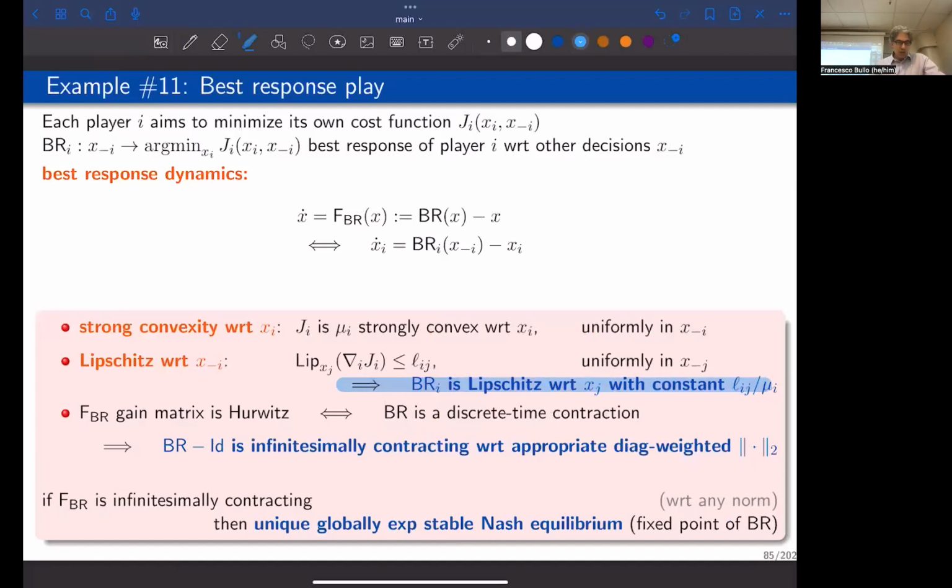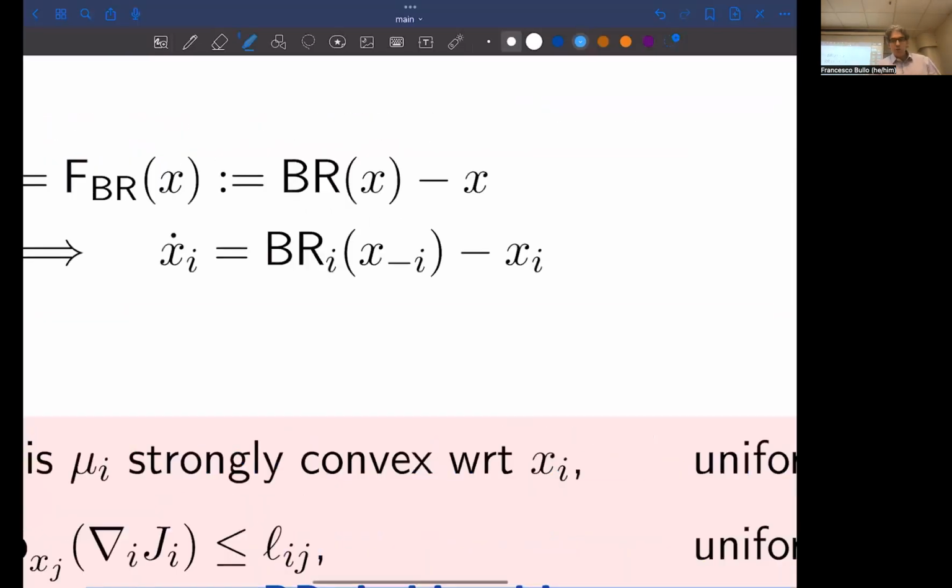So now I can construct a gain matrix for this continuous time best response play, and it is not going to be the same gain matrix as before. It is going to be a different matrix, because the off-diagonal terms are going to have L_ij over mu_i, and even the diagonal terms are going to be different, because the diagonal terms are going to be the contractivity rate of this piece here. What is the contractivity rate of this dynamics? You can read it off of the formula.